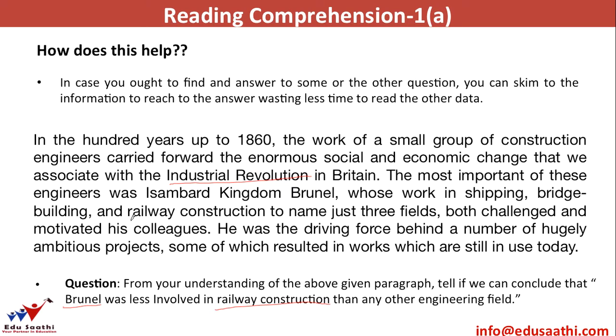I come here and encounter railway construction. Here it's Kingdom Brunel. This line has the answer. Now I just read this line: the most important of these engineers was Isambard Kingdom Brunel, whose work in shipping, bridge construction, and railway construction, to name just three fields, both challenged and motivated his colleagues. This is the line which mentions both of these things together. After reading, I do not come across anything saying whether he was less involved or more involved, so I'll treat it as a false conclusion.